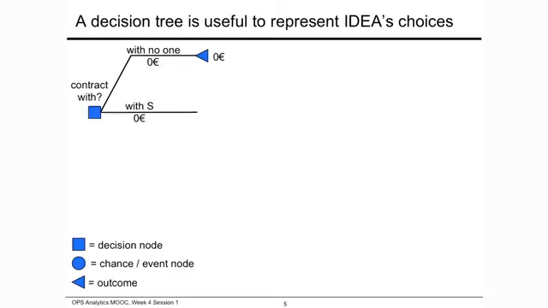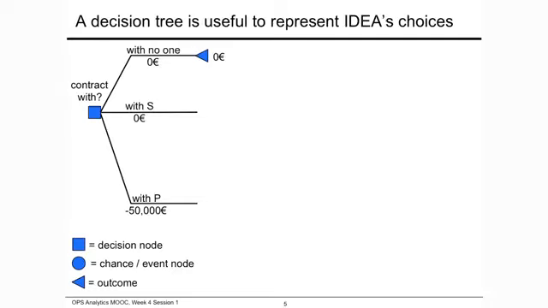A second possible decision would be to contract with supplier S. If IDEA contracts with supplier S, it pays no upfront fixed fee, so we've written €0 there. If IDEA contracts with supplier P, however, it will pay an upfront fixed fee of €50,000, and you can see we've written it on that choice as well. Those are the 3 choices that IDEA has.